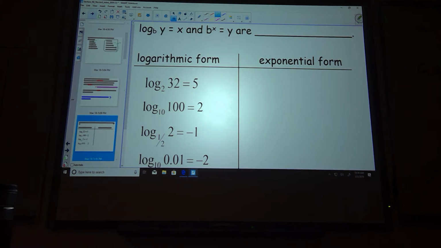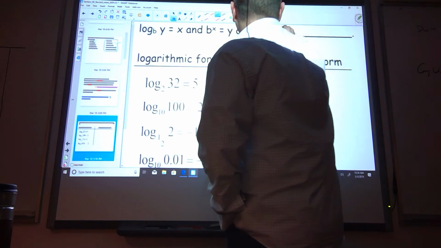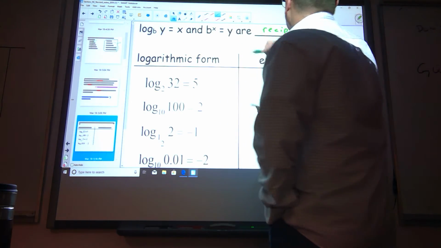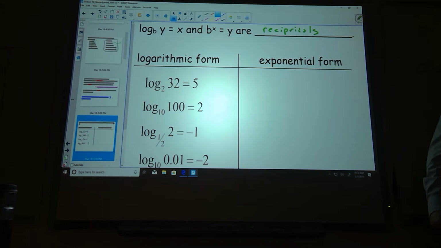All right. So log base b of y is equal to x, and then it says b to the x is equal to y. And I think these are reciprocals. Now, this is all fine and dandy, but this starts looking really awkward. So let me just show you the easy way. You can convert things from logarithmic form to exponential form. You can convert things from exponential form, which we did so well on, 87% average, back to logarithmic form.